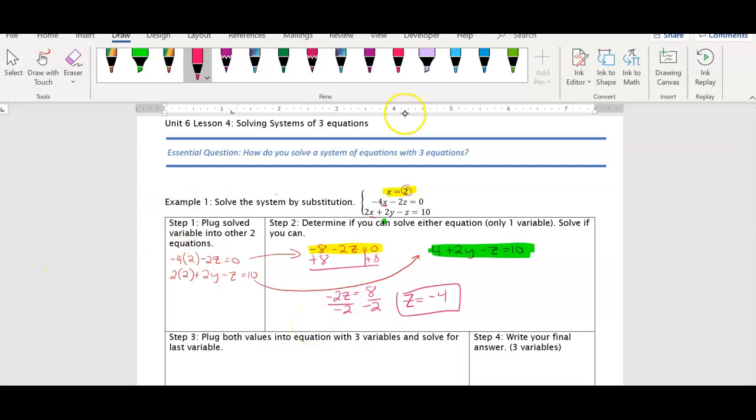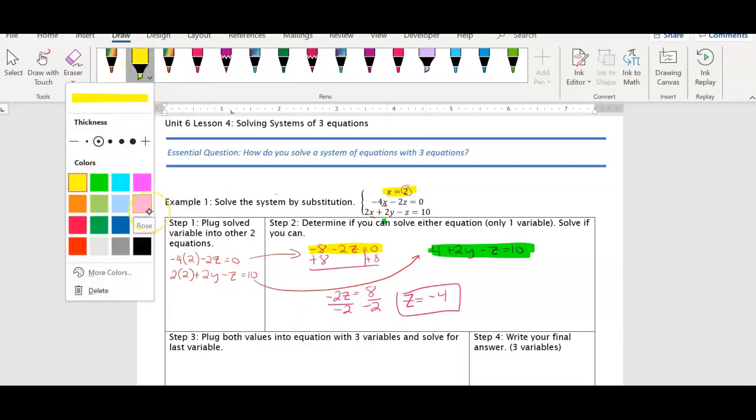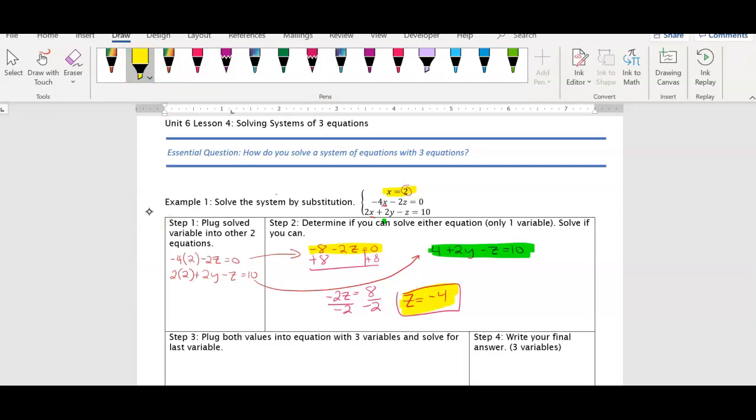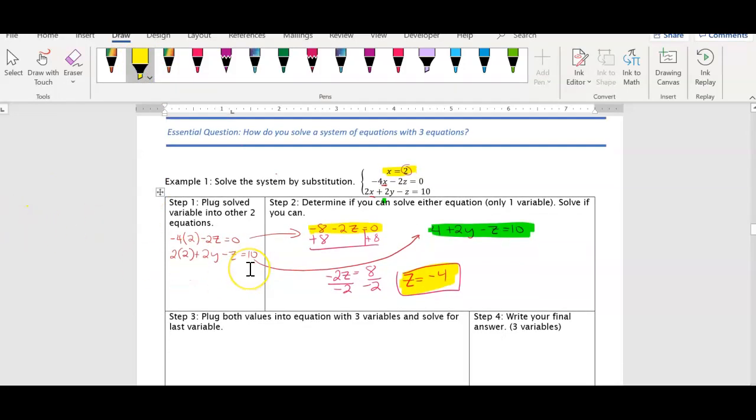So at this point I have two answers. I have x equals 2, which was given to me in the beginning, and then I have what z equals. So I have two answers out of 3.